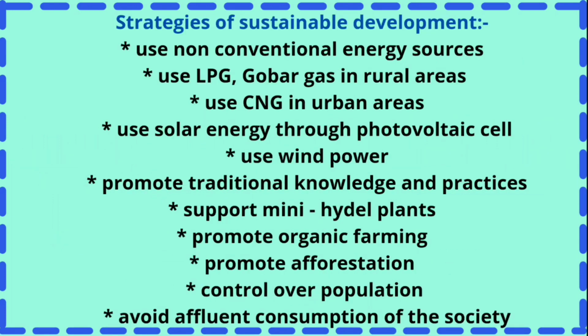Strategies of sustainable development. Use non-conventional energy sources. Use LPG, gobar gas in rural areas. Use CNG in urban areas. Use solar energy through photovoltaic cells. Use wind power. Promote traditional knowledge and practices. Support mini hydel plants. Promote organic farming. Promote afforestation. Control overpopulation. Avoid affluent consumption of the society.